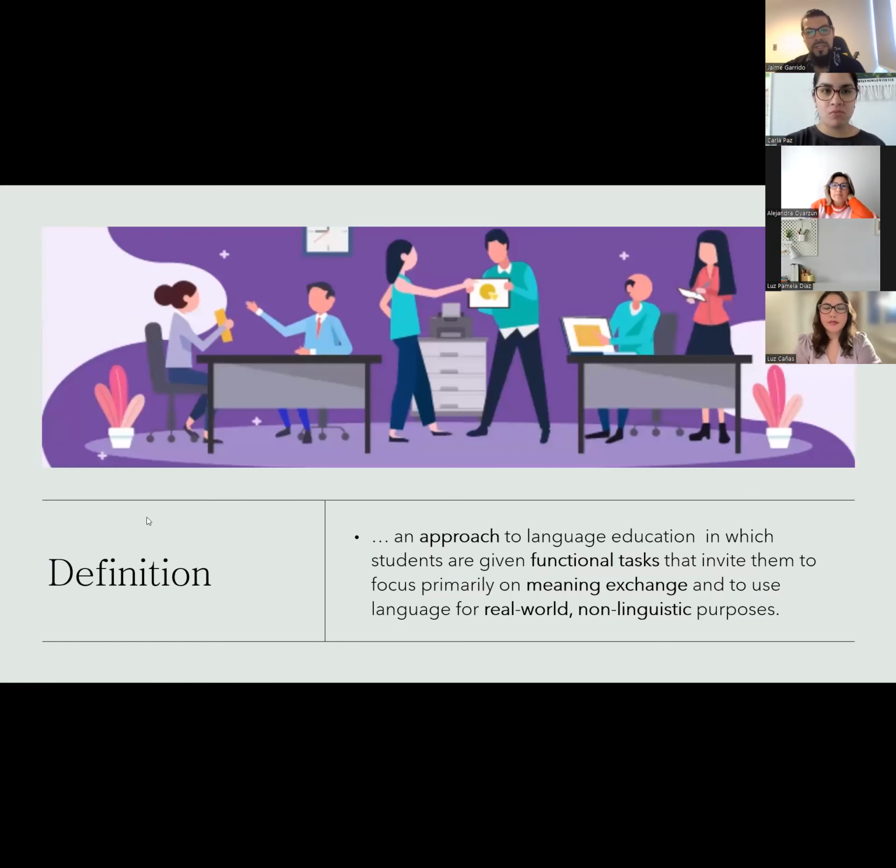Okay. So in terms of definition, TBL is an approach to language education in which students are given functional tasks. I'm highlighting some concepts here because they are key. They are given functional tasks that invite them to focus primarily on meaning exchange and to use language for real world and non-linguistic purposes. Okay, before I continue, is this definition clear to you? Is there anything that you don't quite understand? Something that you're doubtful about?